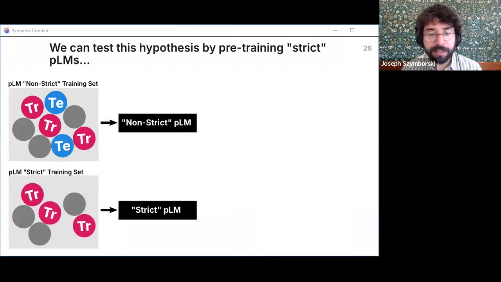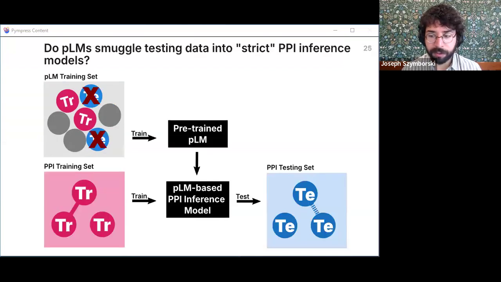And this is how you test that. First, you need to train a non-strict pLM, a pLM that is like most pLMs that are pre-trained out there. If I take ProtBert or ESM2 from the internet, this is what I'd get: this non-strict training set. And then I train another one in parallel that is a strict pLM, and that pLM does not include proteins in the downstream testing set. So it does not include the blue testing proteins in that lower panel.